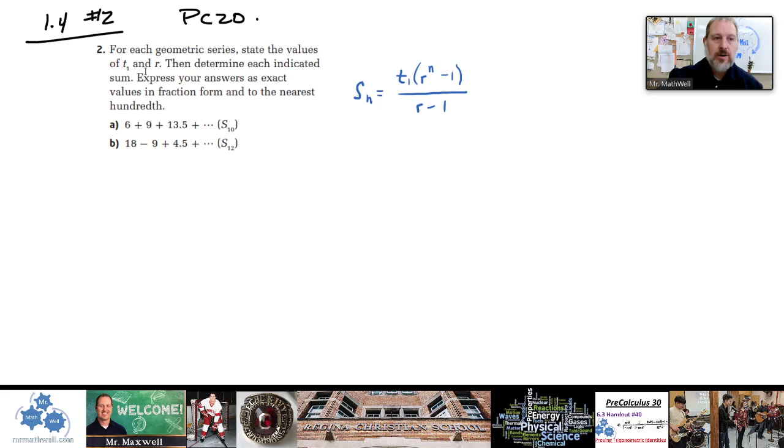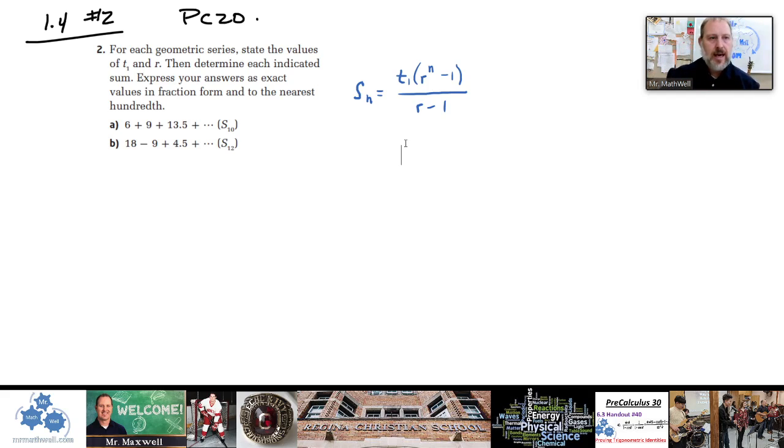We need to find t1, r, and S of, in this case, for a, S of 10, so the sum of the first 10 terms. And you do not have to list out all the 10 terms, and you don't have to add them individually, thankfully. We have formulas for that, right?